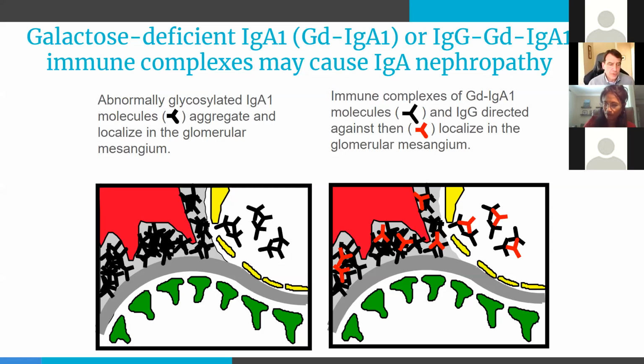So just to orient you, remember I mentioned the gray line there, which is the basement membrane in the glomerulus. In the top right part of the image is where the blood would be, and the green structures, we call them foot processes, on the other side of the basement membrane come from that epithelial cell. So the thought is that this abnormal IgA1, if it is attached to an IgG molecule, can get trapped in that filter, and it accumulates in that part of the glomerulus and the capillary loop. Next slide.